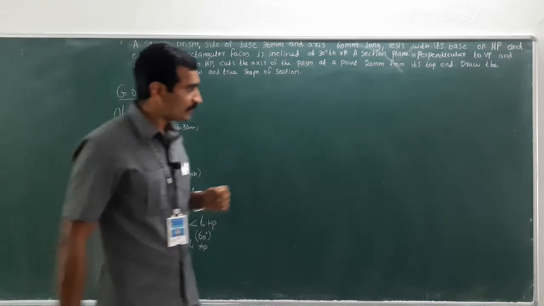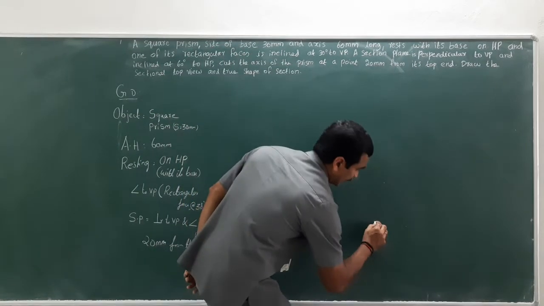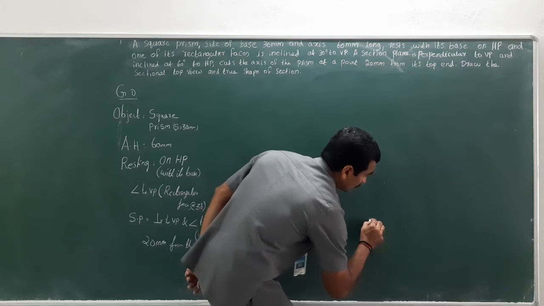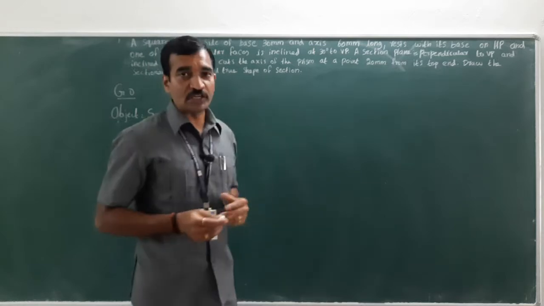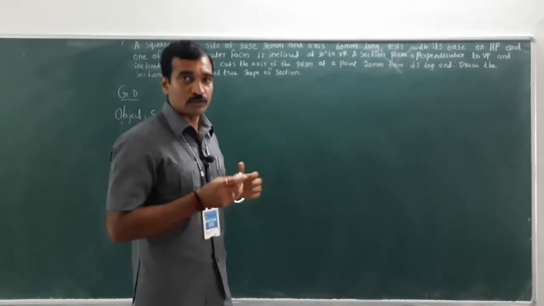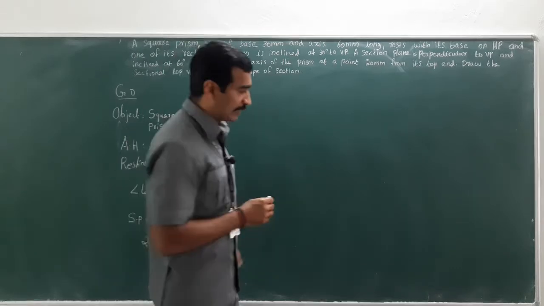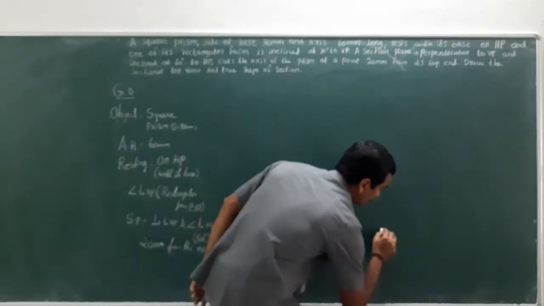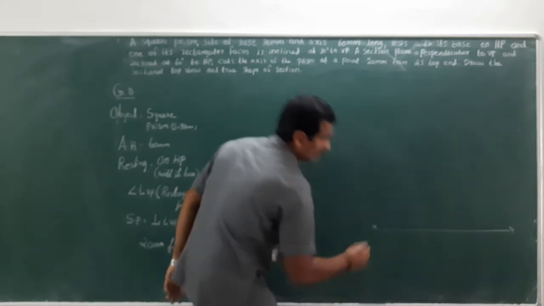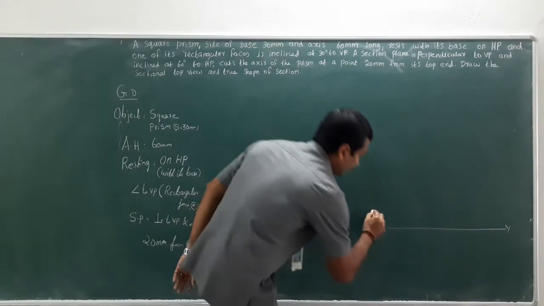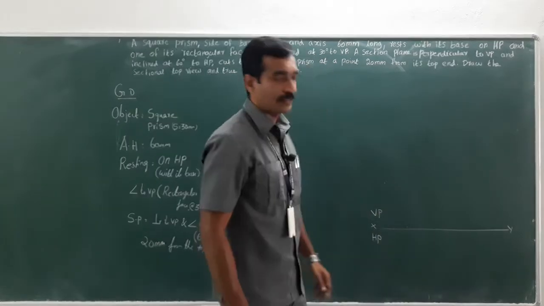Fine. So first what I have to do is draw the XY line. Here the true shape of the section needs to be drawn, therefore you will have to plan the drawing sheet accordingly. Here, I am going to draw the diagram in this manner. So, XY, the reference line, above it is VP and below is HP.